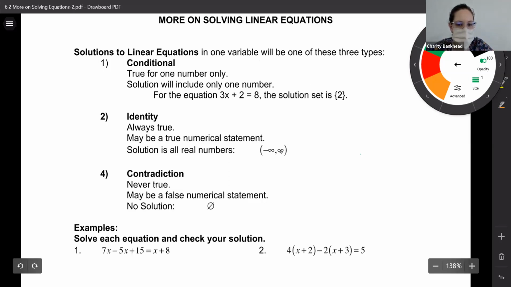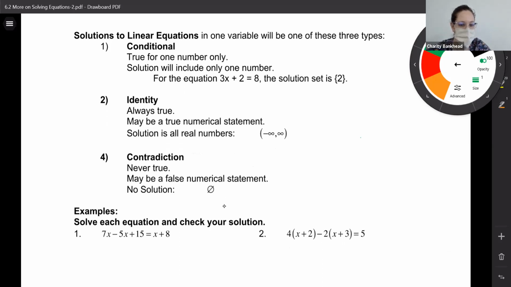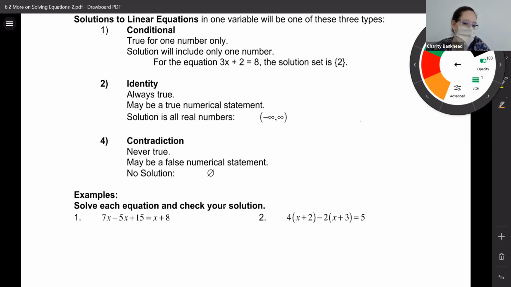With an identity, the equation is always true. So x could be equal to any real number from negative infinity to positive infinity, and that equation is still true. And then for a contradiction, no matter what, x can't be equal to any number to make the equation true. So it's no solution. In other words, the solution set is the empty set, which is that symbol, like a circle with a line through it. That means the empty set.